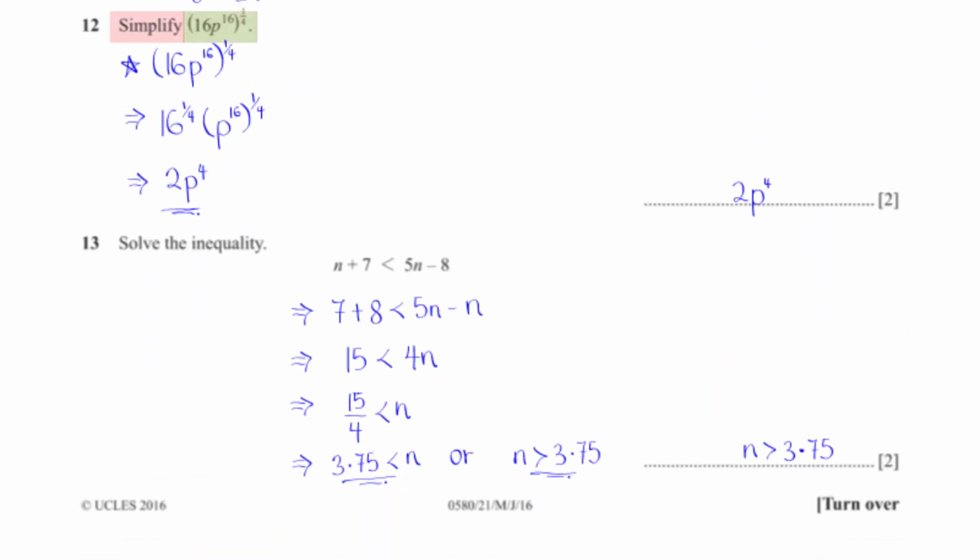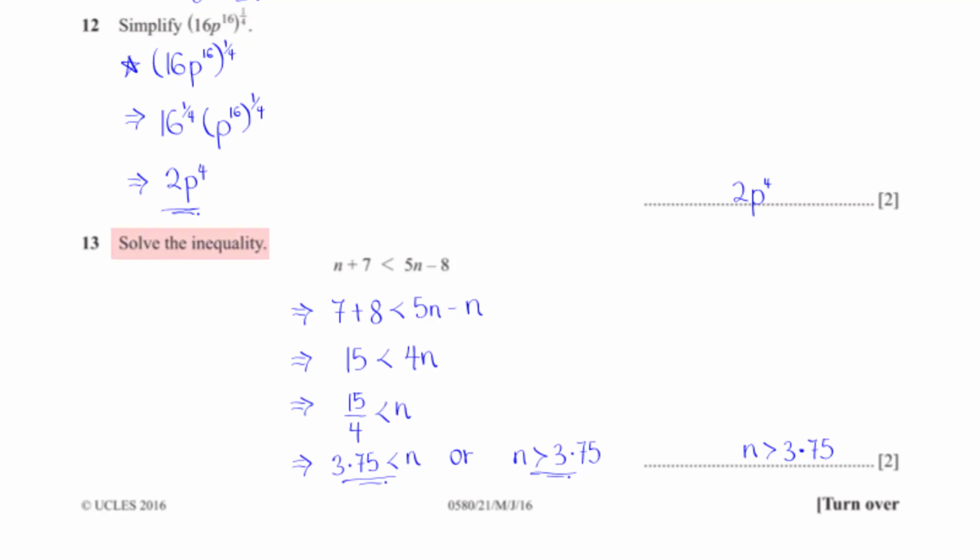Simplify. To simplify this, we need to apply one of the indices rules, and this gives us 16 raised to the power 1 over 4 and p raised to the power 16 all raised to the power 1 over 4. 16 raised to the power 1 over 4, if you input this on your calculator, you get 2. And by multiplying the powers of p, 16 and 1 over 4, we get 4, and this leaves us with a final answer of 2p raised to the power 4.